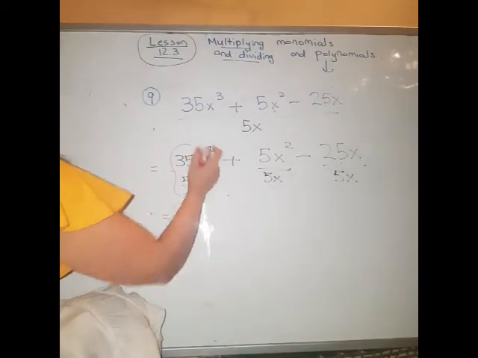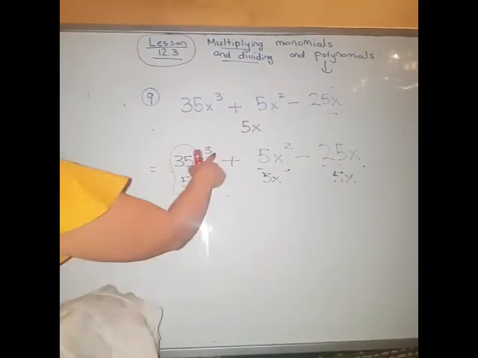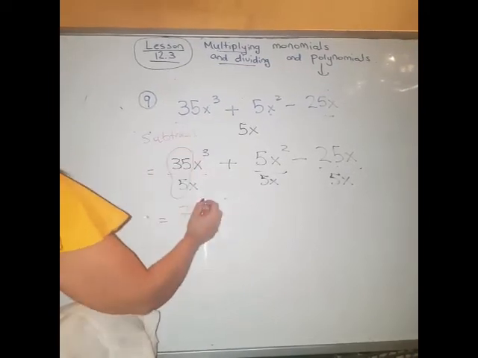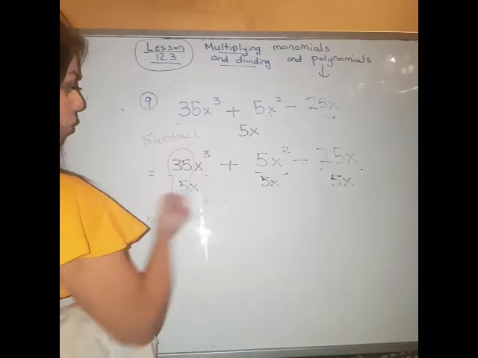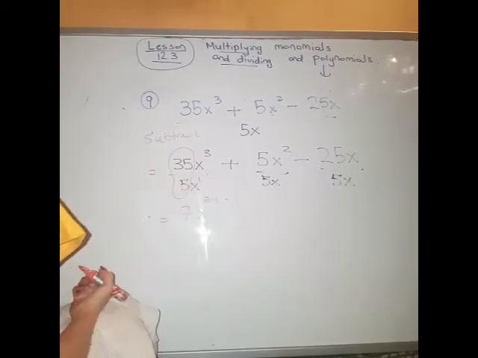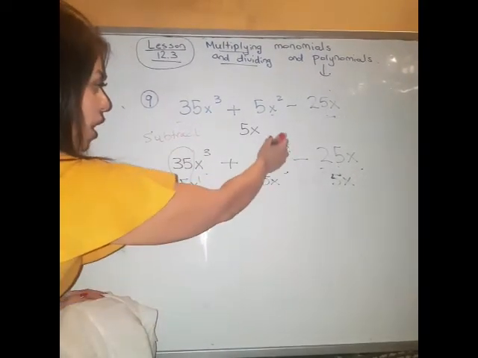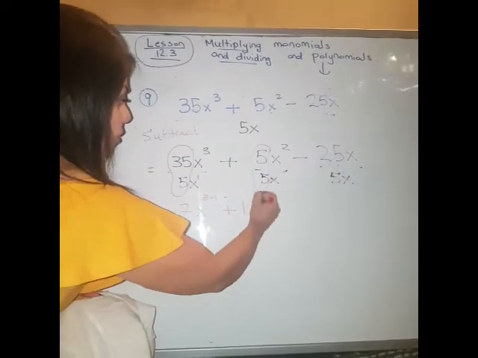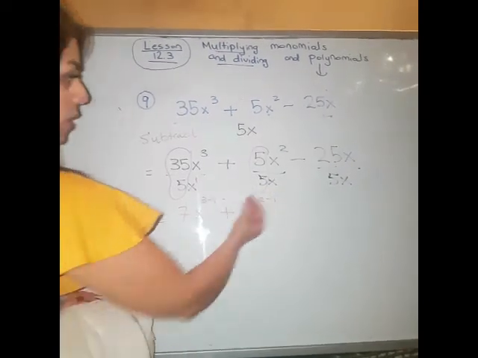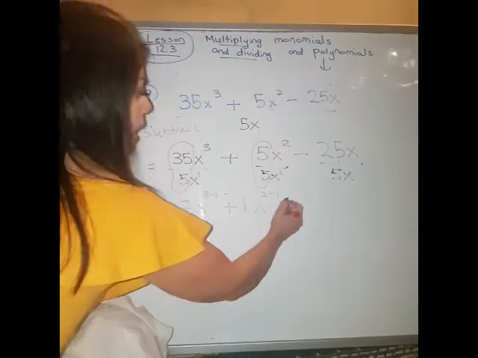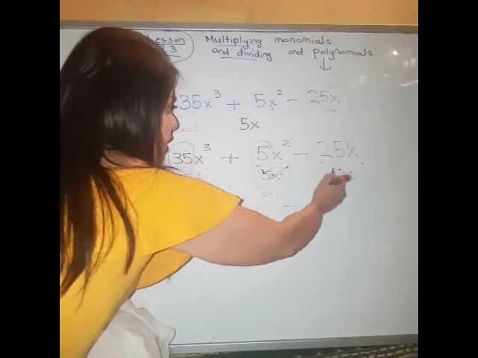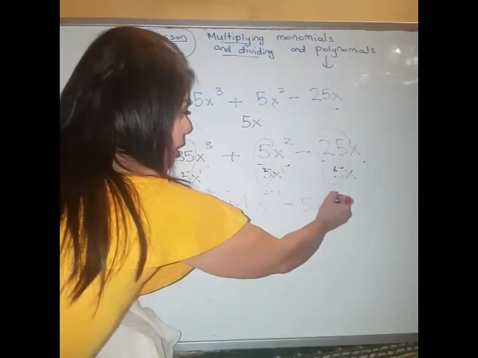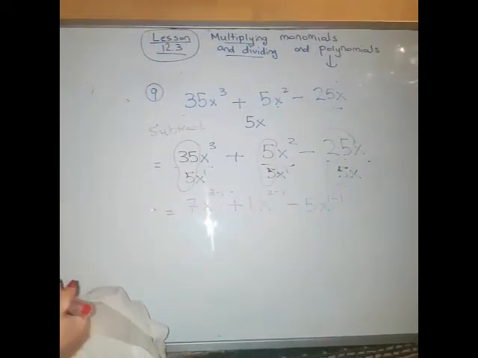35 divided by 5 is a 7. And here I need to subtract because it's division. x to the 3 minus 1, because there's a 1 here that's invisible, plus 5 divided by 5 is a 1. x to the 2 minus 1, because there's an invisible 1 here, minus, again 25 divided by 5 is a 5, and x to the 1 minus 1. Now I start writing my answers.